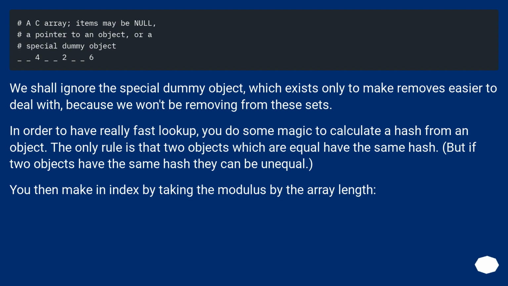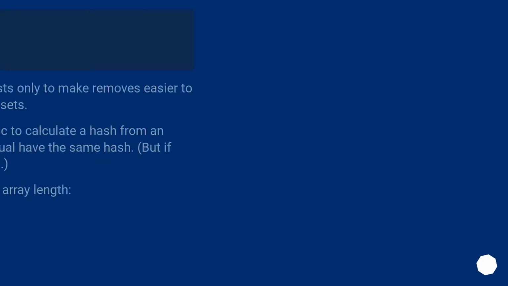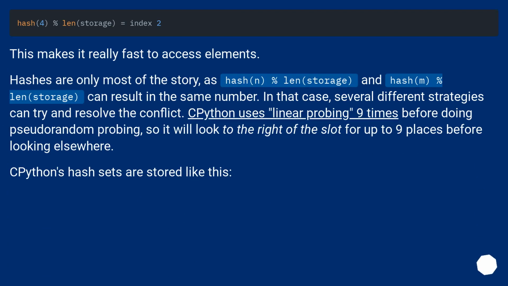In order to have really fast lookup, you do some magic to calculate a hash from an object. The only rule is that two objects which are equal have the same hash. But if two objects have the same hash, they can be unequal. You then make an index by taking the modulus by the array length. This makes it really fast to access elements.